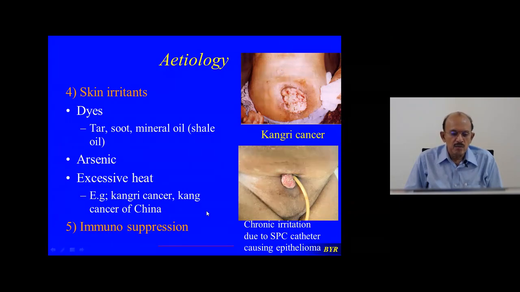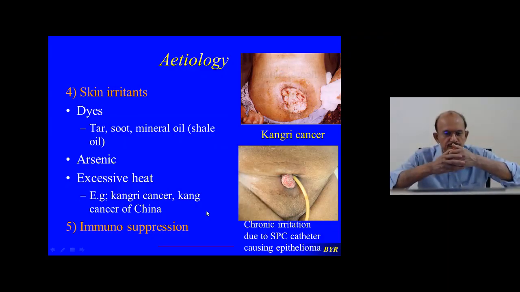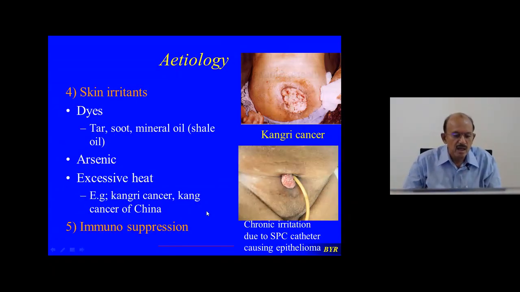And in very cold winter, to keep off the cold, some people put this fire charcoal in the earthen pot and they hug it. So the whole trunk front part will be in close contact with that hot earthen pot. Because of that continuous heat, they develop cancer over the abdominal wall, and that is called the Kangri cancer. Kang cancer means again a similar cancer occurring over the back of the trunk.